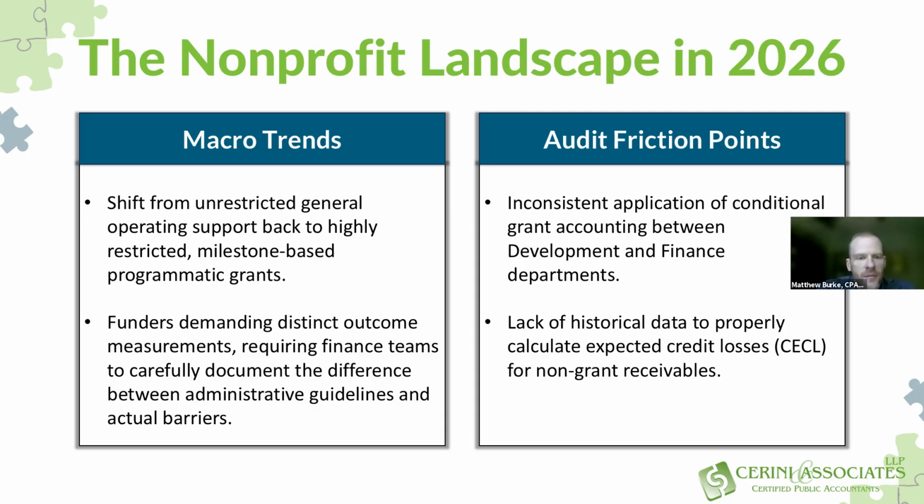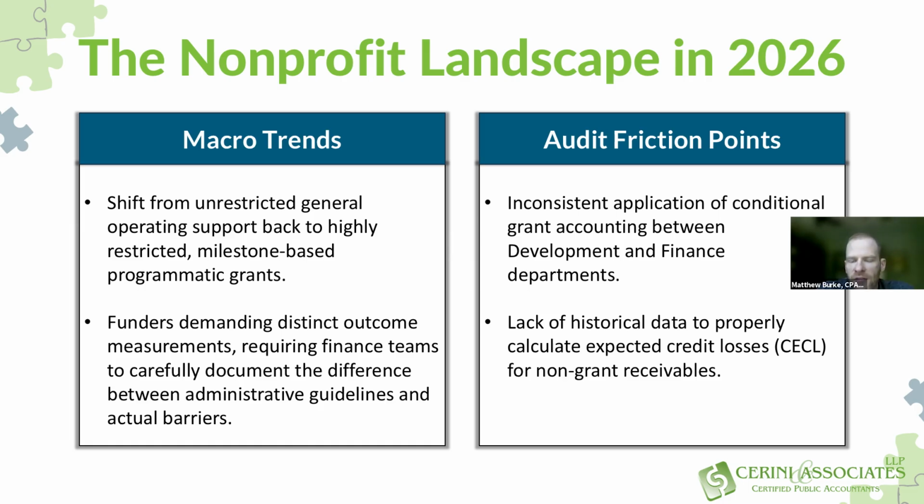We're noticing certain macro trends shifting from unrestricted general operating support, which is obviously very easy to account for, to more highly restricted, conditional, milestone-based programmatic grants. We're also seeing funders and government agencies demanding more distinct outcome measurements and compliance, always placing more compliance rules on you, an organization that is trying to comply the best it can with limited resources, limited dollars, limited staffing. We're all in this boat with you. We realize it's difficult out there. That's why we try to educate you and train you along the way so that you are best prepared to respond to these things and make sure that you're doing all you can to be in compliance and not face too much regulatory scrutiny.